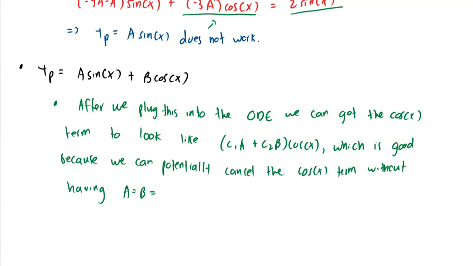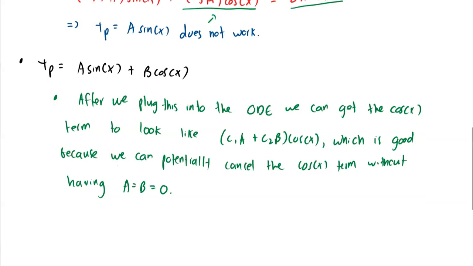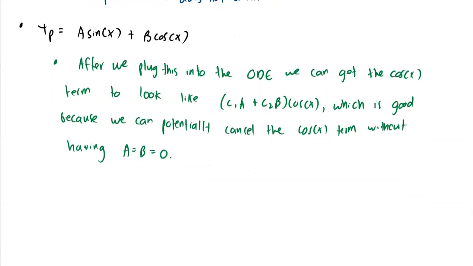And again, we don't want this because if A and B equal 0, our original guess is just 0. Okay? So that's why something like this, modifying our original guess by adding a cosine term, is a good idea. Because it gives us a way to cancel the cosine term after we plug it into the ODE without having our original guess being 0. So what we're going to do is just go ahead and try it.